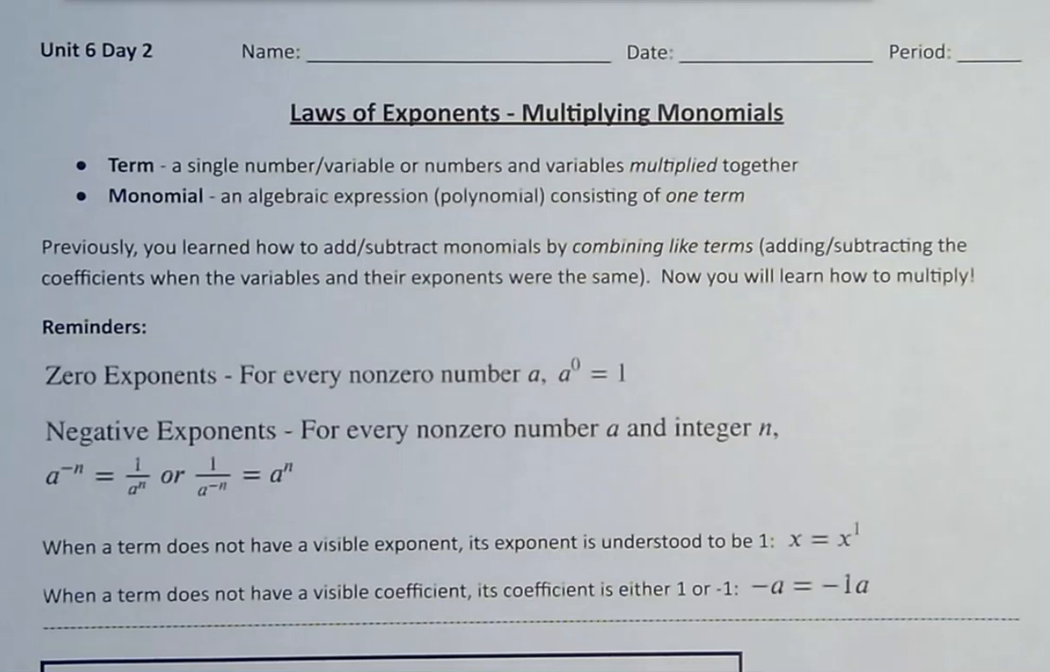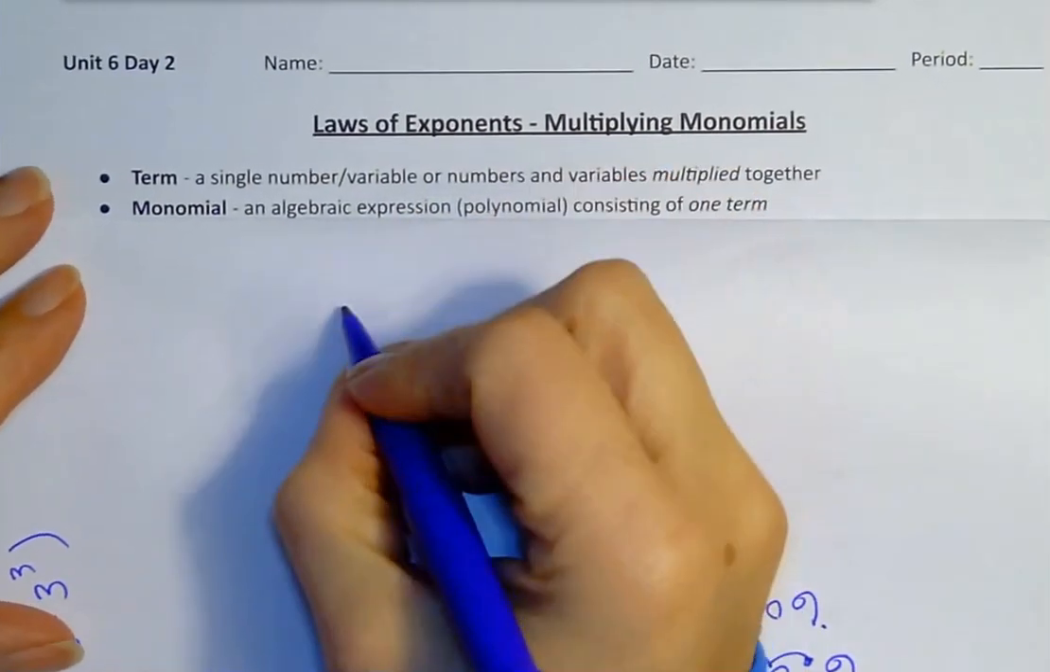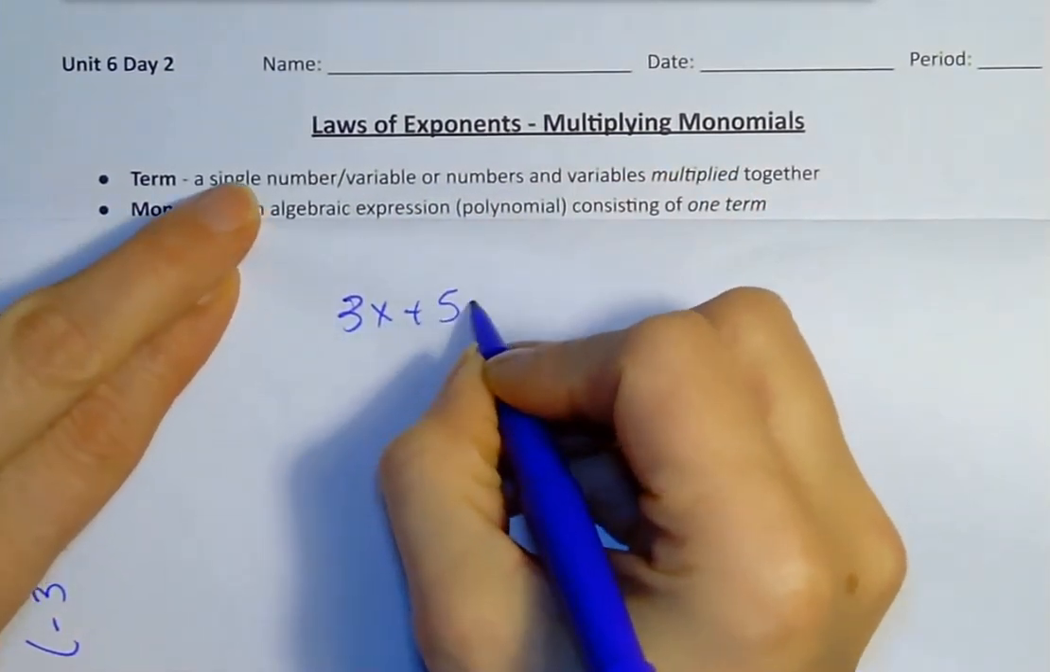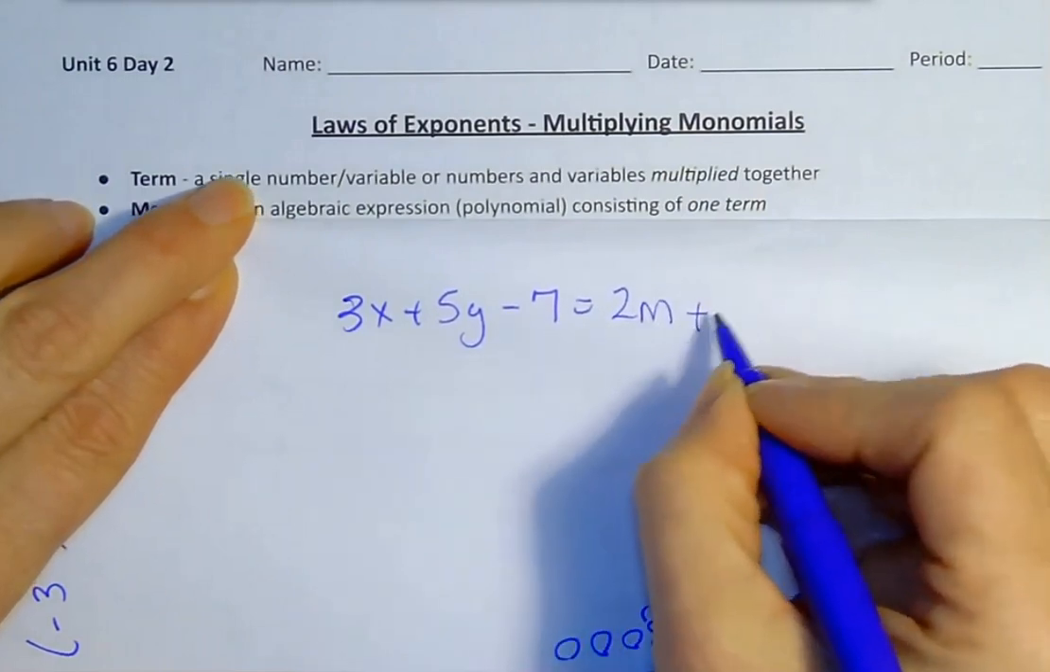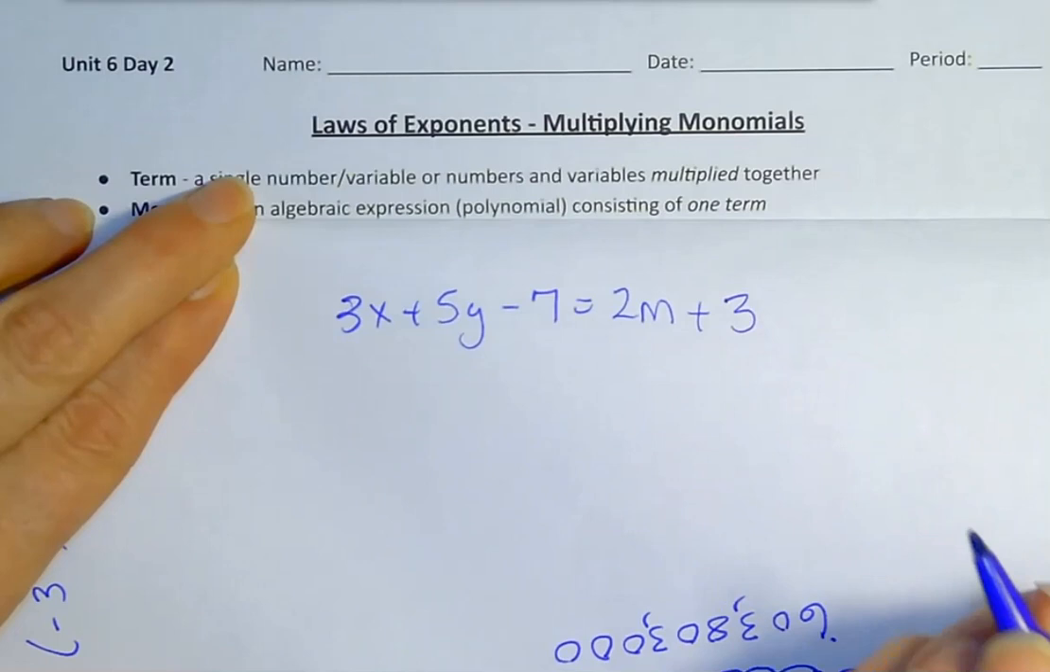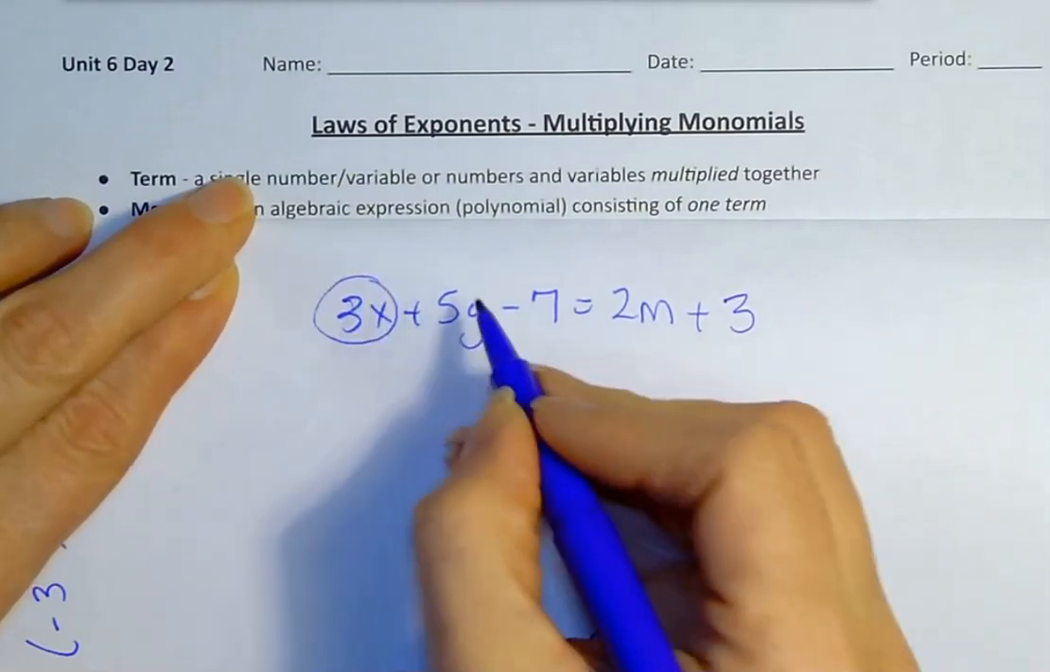So we've used the word term already. A term is just a single number or variable, or numbers and variables multiplied together, so that you have something that is a coefficient and a variable. So terms are things that are separated by adding or subtracting or equals. So when we're looking at terms, I might have 3x plus 5y minus 7 equals 2m plus 3. Anything that's separated by plus or minus is a term.